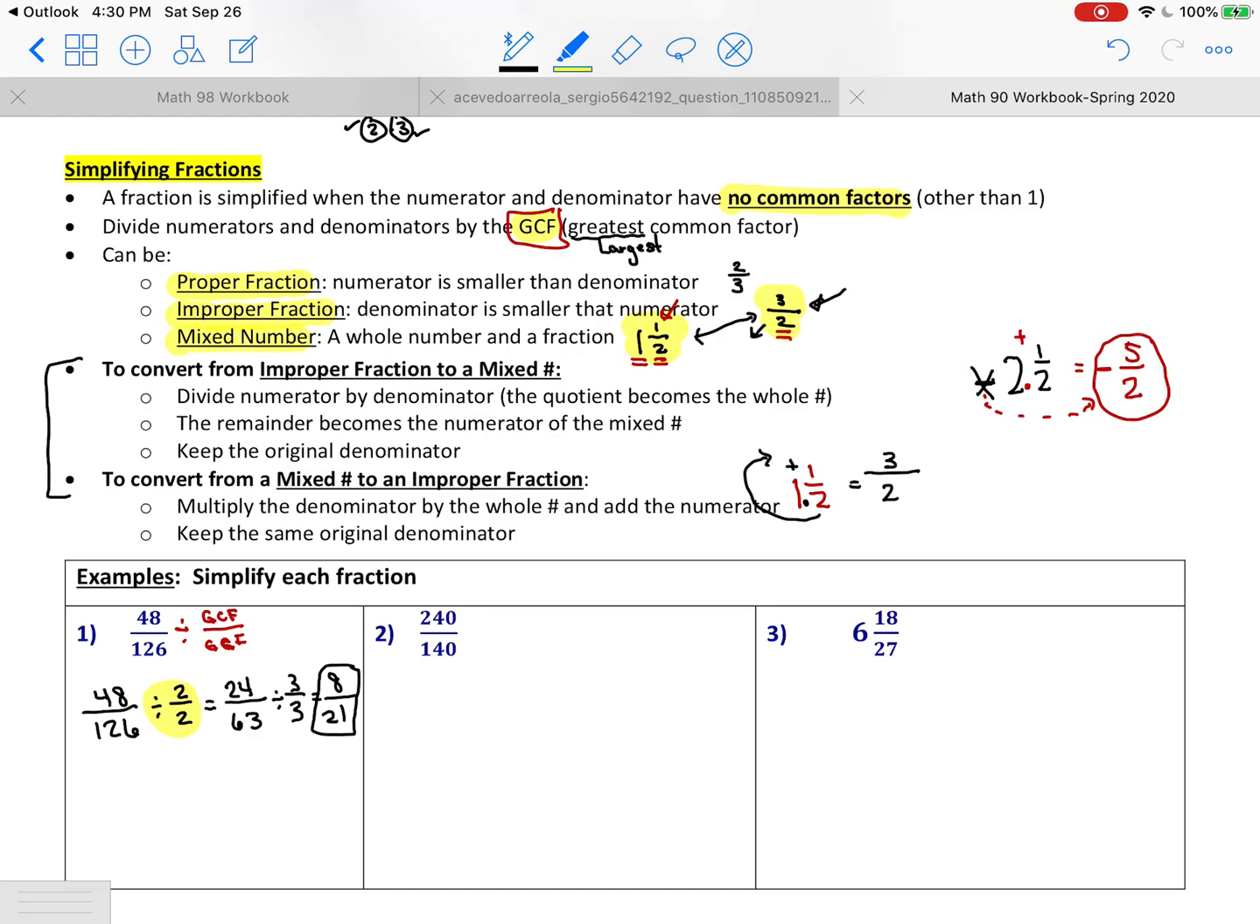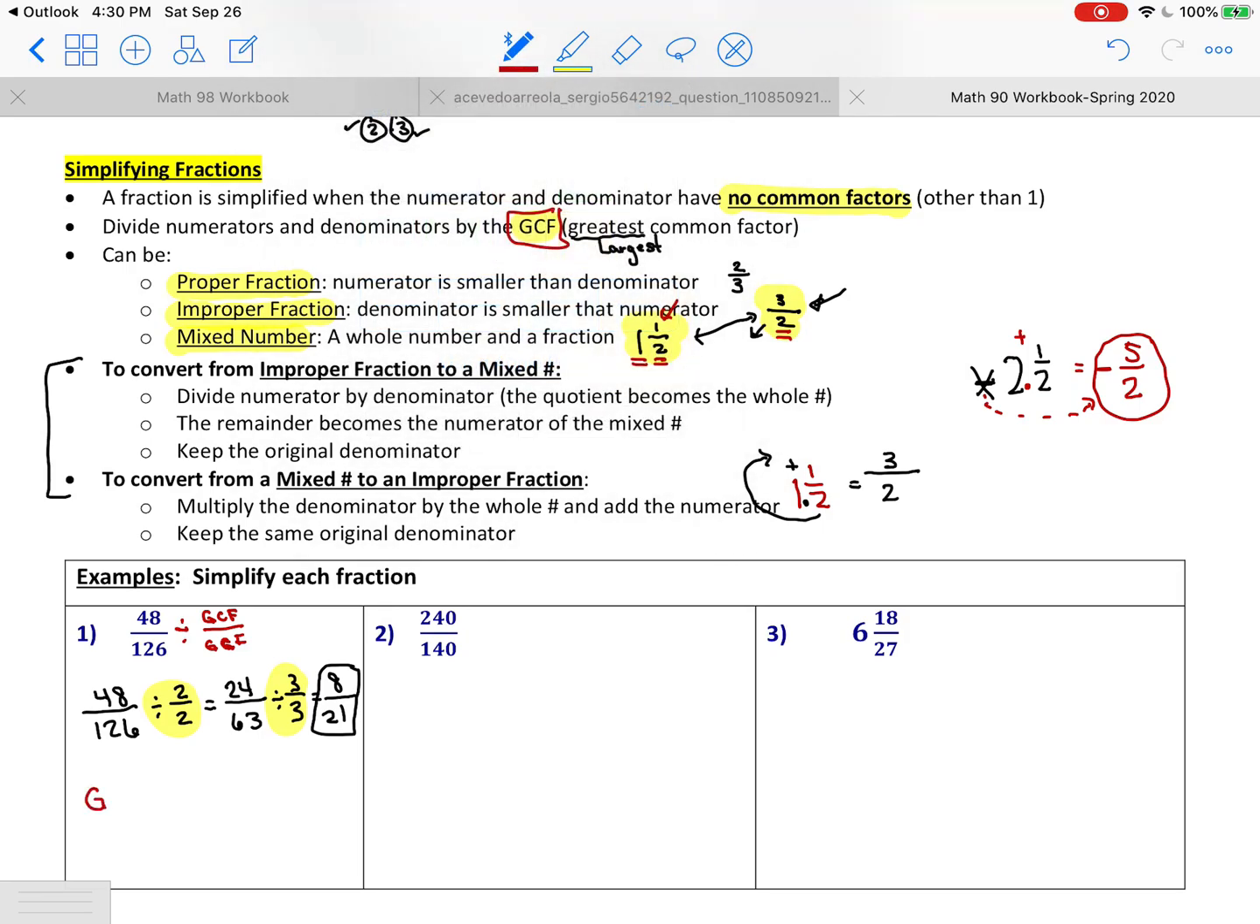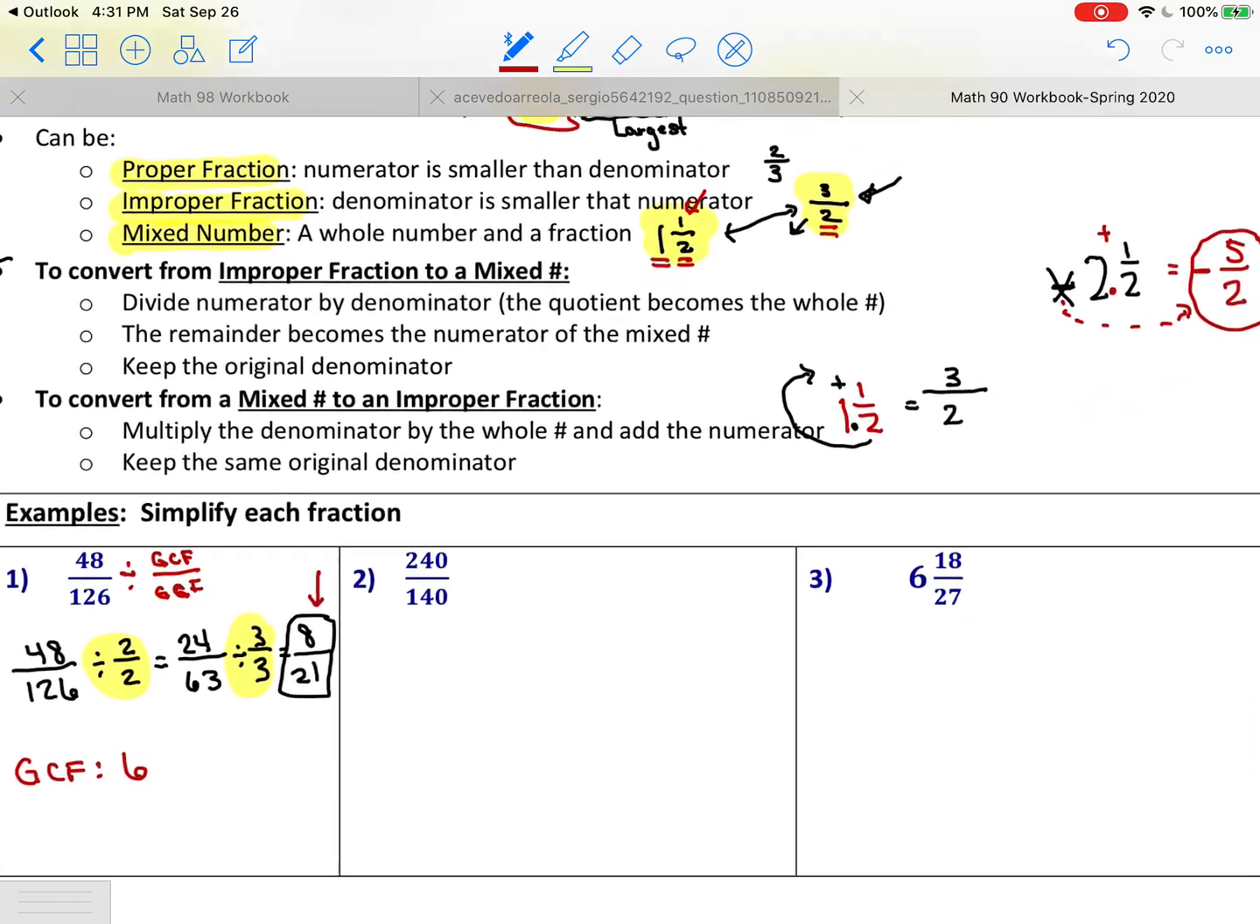Now, interestingly enough, if we go back and we look and see what we divided by, all of the numbers that we divided by, and we multiply those together, that's going to give us that GCF. So the GCF in the end ended up being 6. So if we had divided 48 over 126 by 6 over 6, we would have gotten to the answer here quicker. But in reality, guys, it doesn't matter. It really doesn't matter.